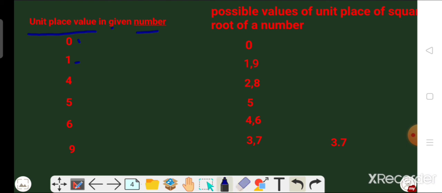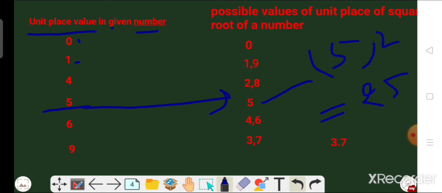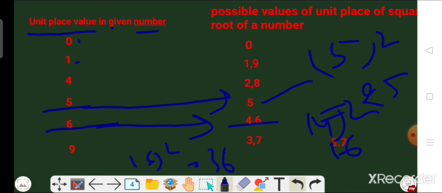Okay. Now if a number has unit place 5, then the unit place in the square root of that number is also 5, because only 5 square represents the unit place 5. Okay. And if a number has unit place 6, then we have two possible values on the unit place of the square root, that are 4 and 6, because 4 square is equal to 16 and 6 square is equal to 36. In both cases we have unit place equal to 6.